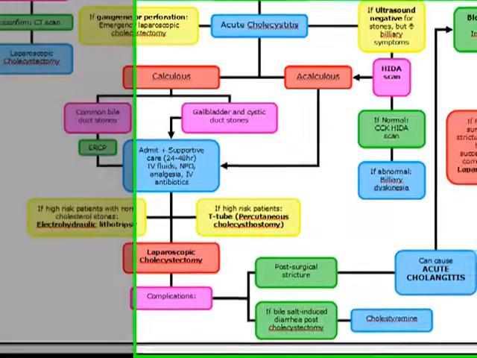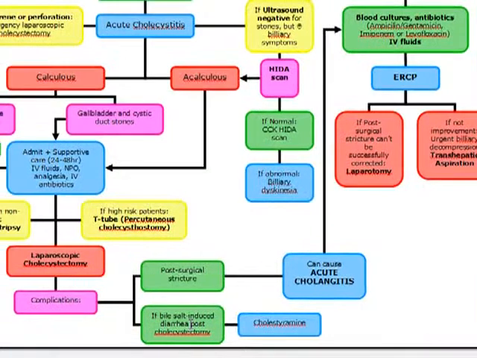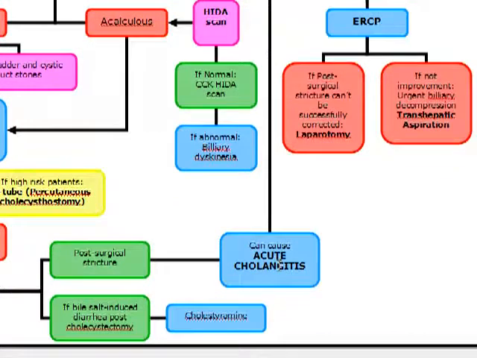Now, complications of laparoscopic cholecystectomy can be post-surgical strictures. And also, it can have bile salt-induced diarrhea post-cholecystectomy. If it's bile salt-induced diarrhea post-cholecystectomy, you're going to treat them with cholestyramine. But a post-surgical stricture can actually cause acute cholangitis.